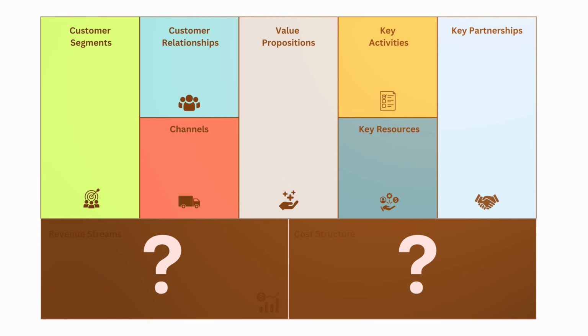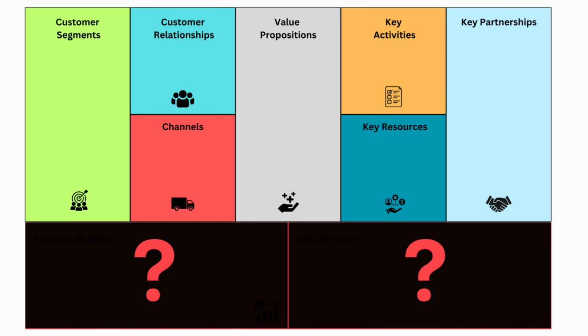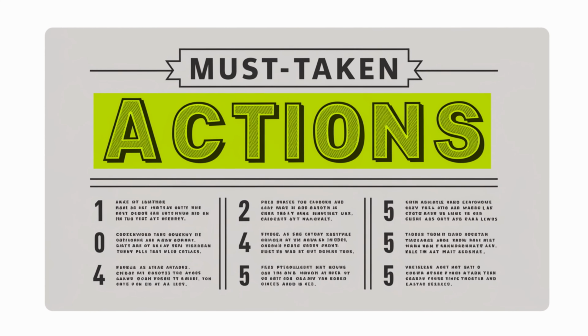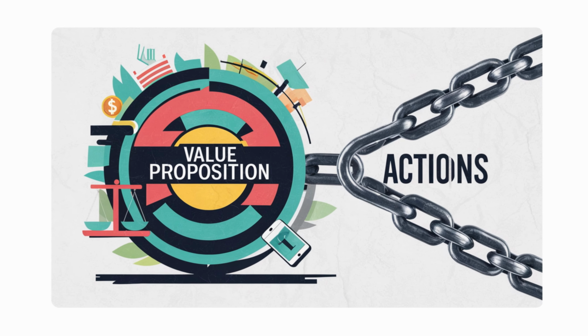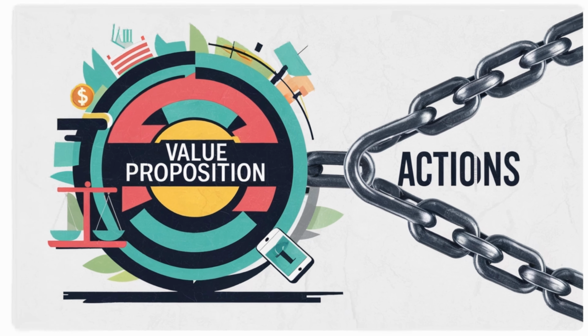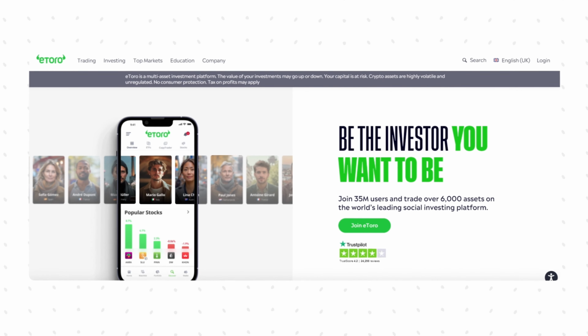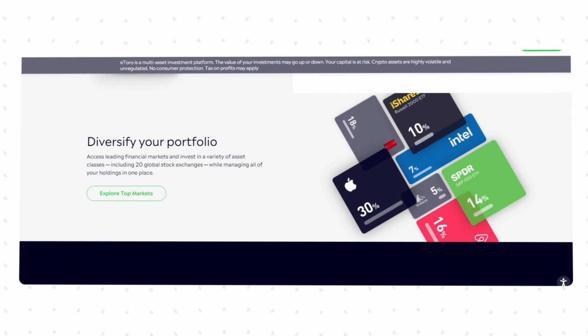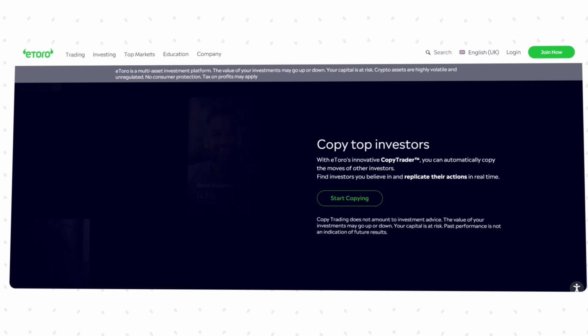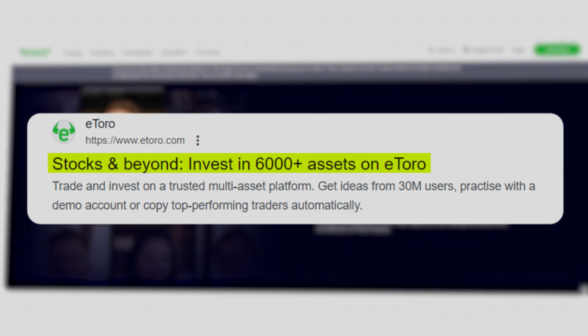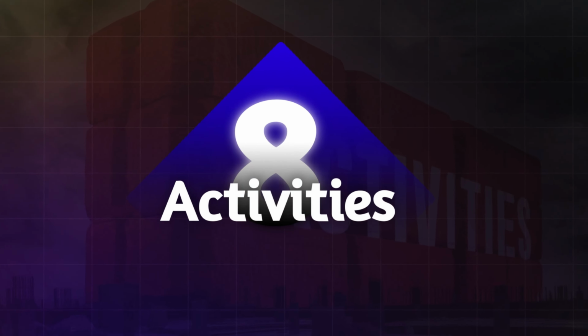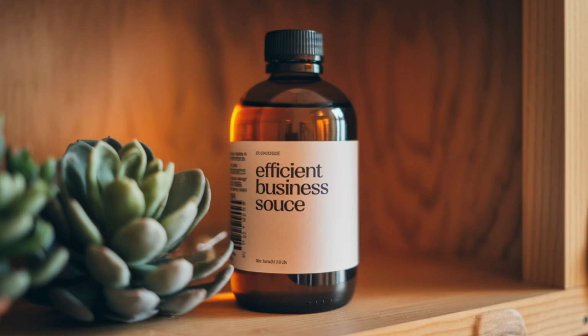We have just 2 more pieces missing in the puzzle. After planning up to this point, you have to understand the course of actions to be taken to get things going. Those actions must be directly related to the value proposition. For example, this might involve developing software that allows users to copy successful investors' trades, similar to the business model of eToro. The 8th block is activities, and there's a secret sauce to keep your business efficient with them.